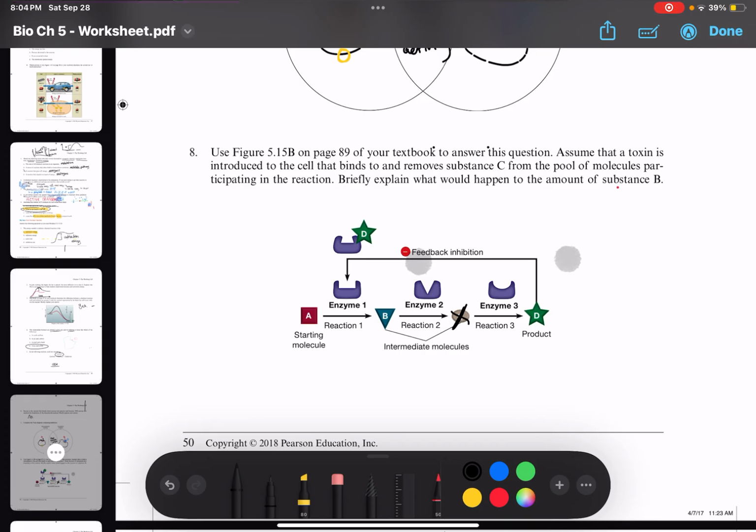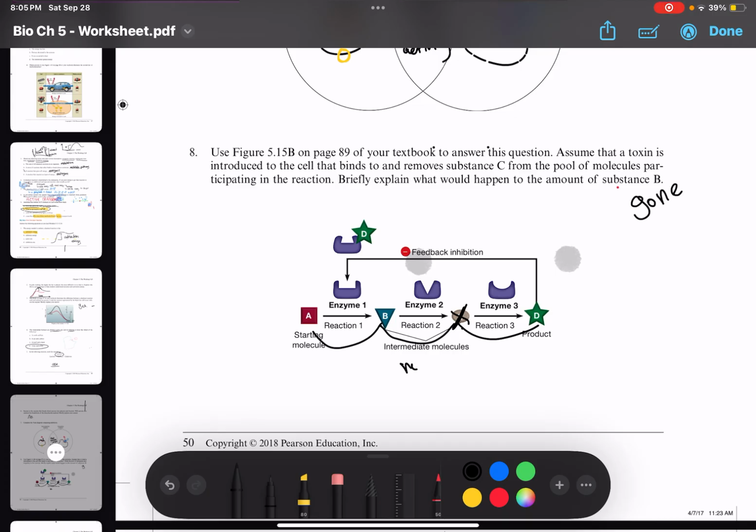They're intermediate molecules, meaning they rely on each other. Intermediate means they're in the middle of the reaction, right? So A turns into B, B turns into C, and then C turns into D. What would happen to the amount of substance B? The amount of substance B would actually be gone.